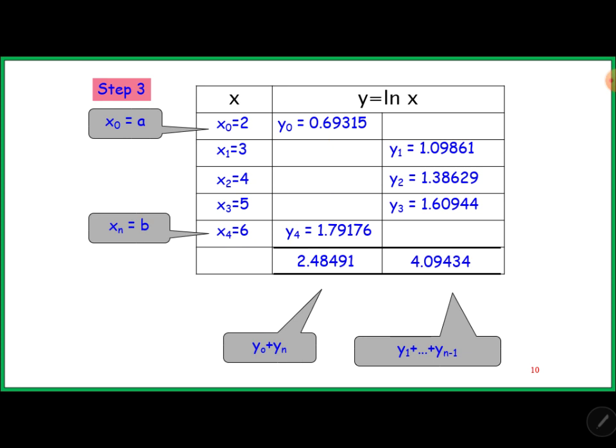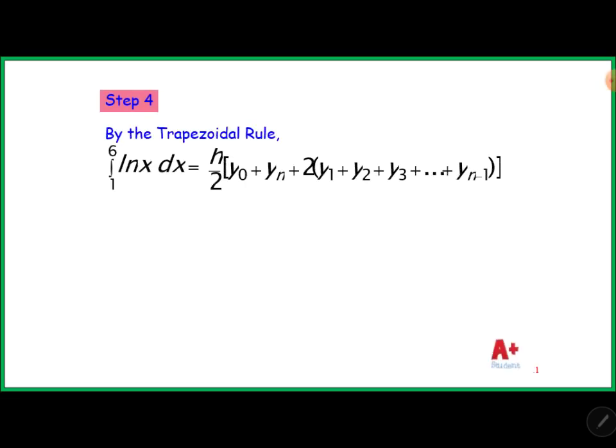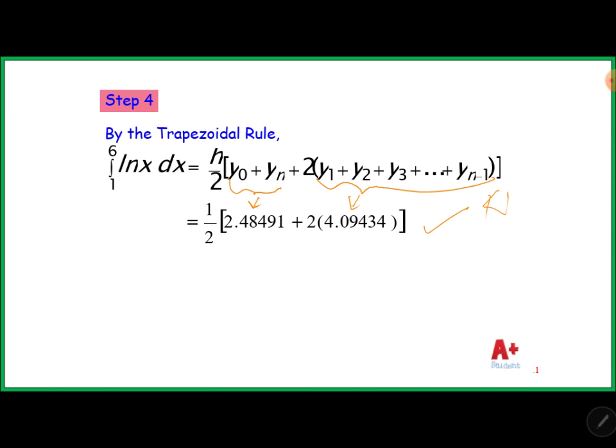Okay, what do we have? By using trapezoidal rule, h over 2. So what is h? h equal to 1. And then what is y0 plus yn? We have found it in the table, which is 2.48491, and then plus 2 multiplied with y1 plus up to yn minus 1, which we found in the second column, which is 4.09434. So this is the marks for transferring the information calculated into the formula.